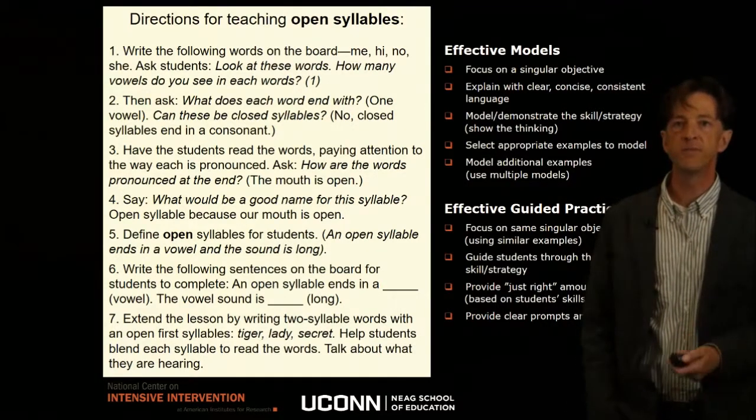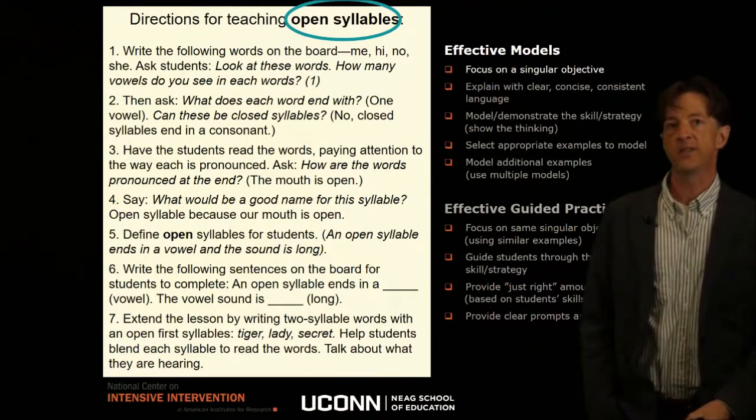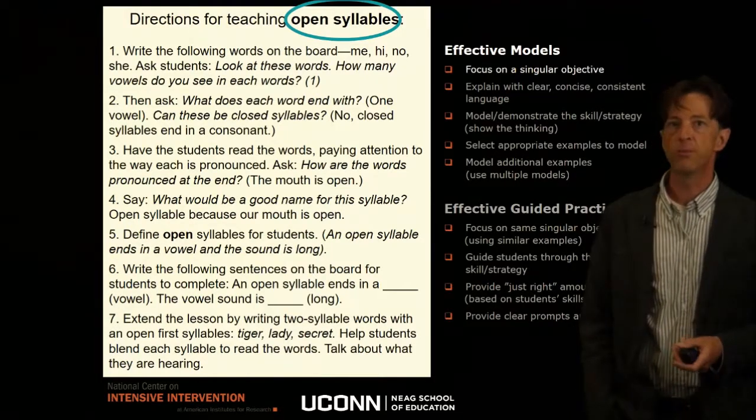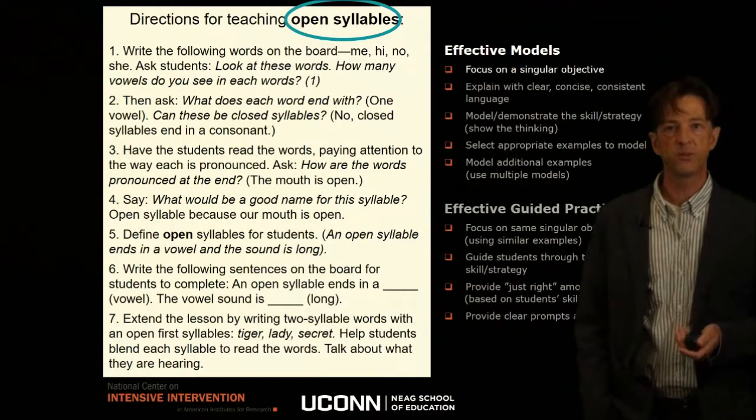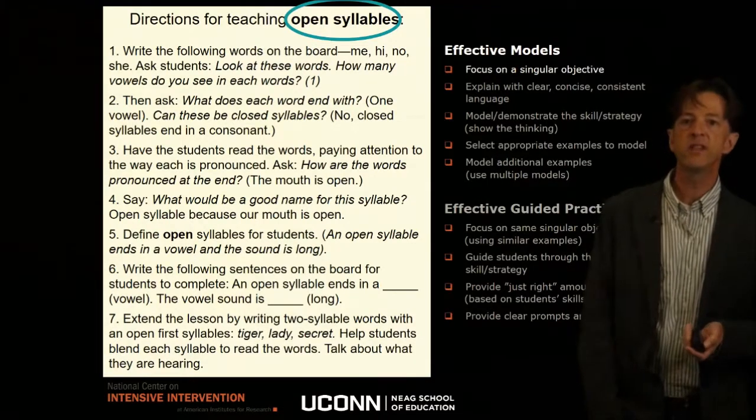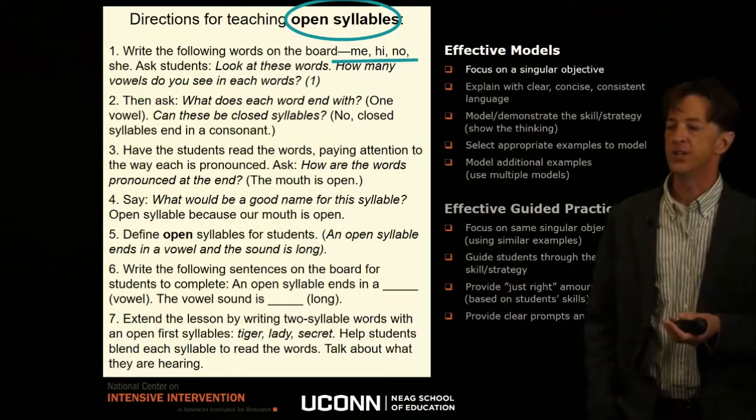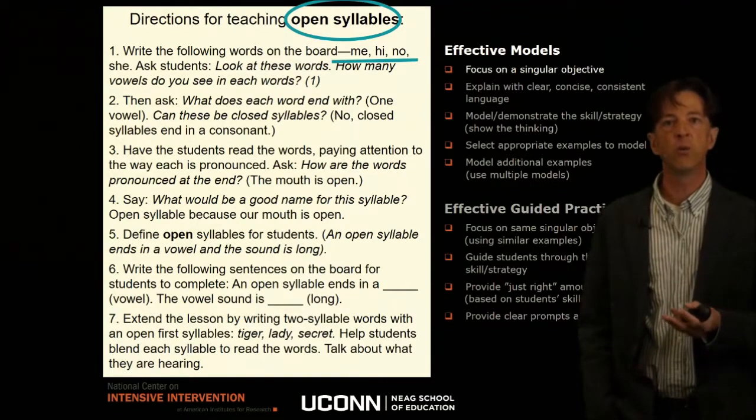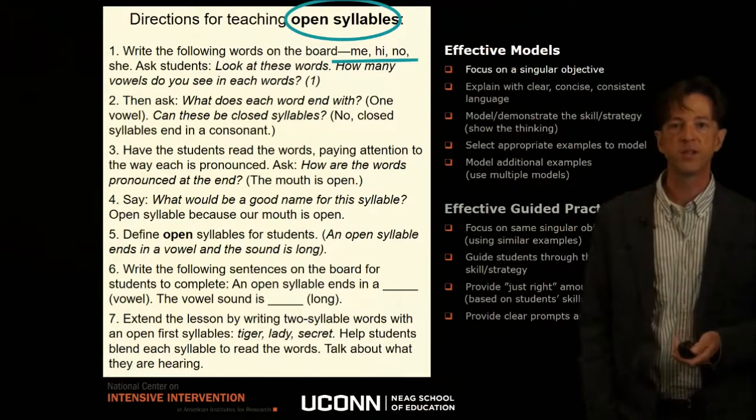Focusing on a singular objective. So we see in the title that the objective here is teaching open syllables. We don't have a whole lot of information about exactly which open syllables we're talking about. One of the hints, when you look through it, is that there are words at the beginning like me, hi, no, she. These are open syllables, but they're also standalone words, right? So these are one-syllable words that happen to follow the pattern of open syllables.